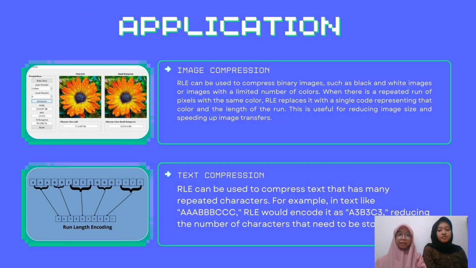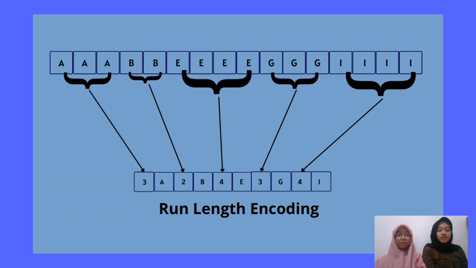The second, text compression. RLE can be used to compress text that has many repeated characters. For example, in text like AAA, BBB, CCC, RLE would encode it as A3, B3, C3, reducing the number of characters that need to be stored. This is an example of text compression.